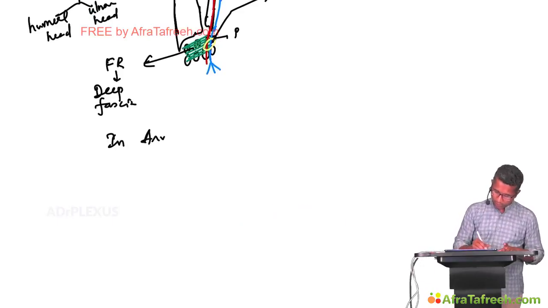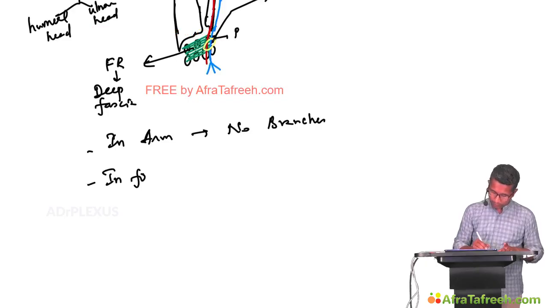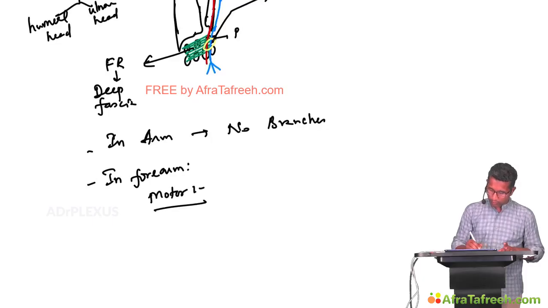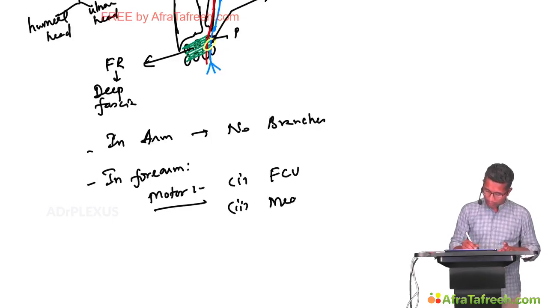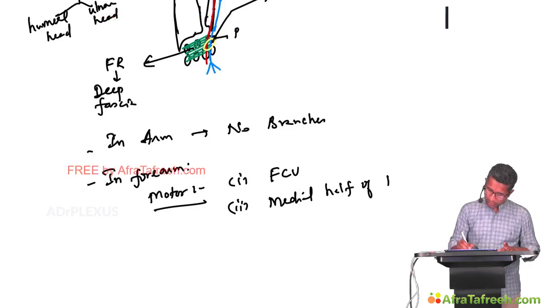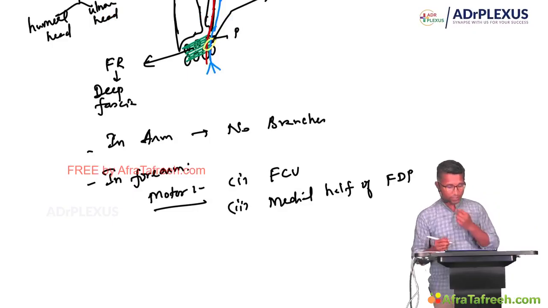in the arm there are no branches, so no worry about it. In the forearm it supplies two muscles. So the motor branches in the forearm are two. One is that it supplies the flexor carpi ulnaris, you all know that, and it supplies the medial half of flexor digitorum profundus.